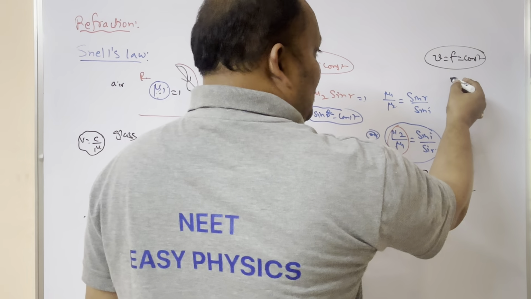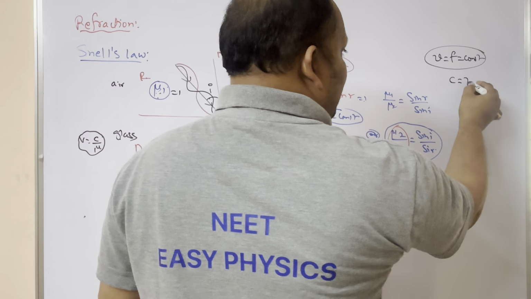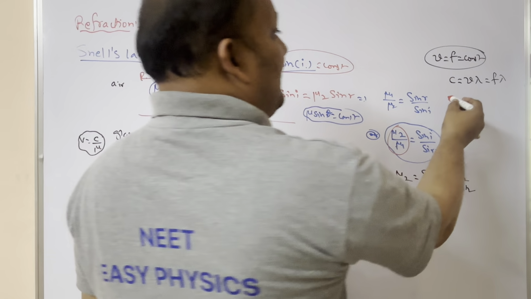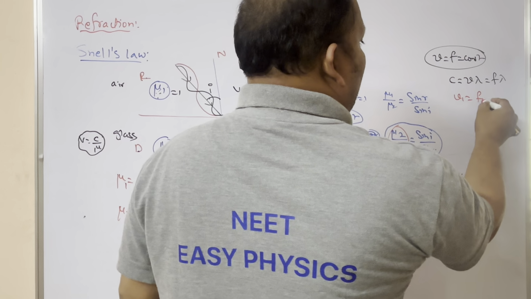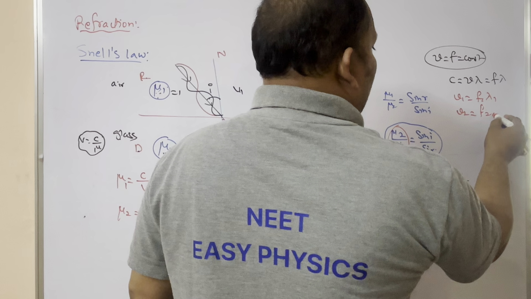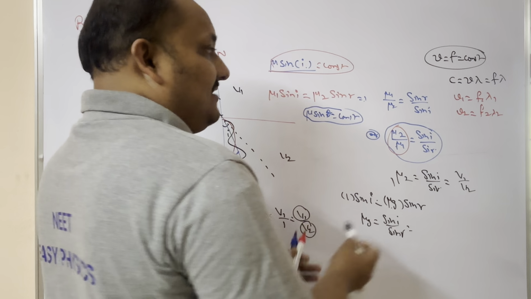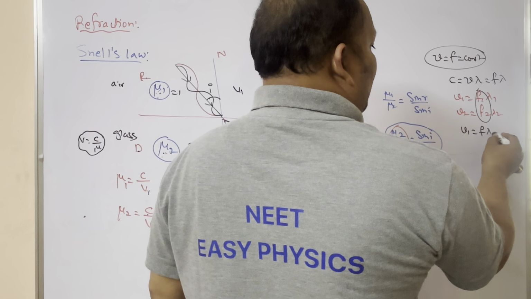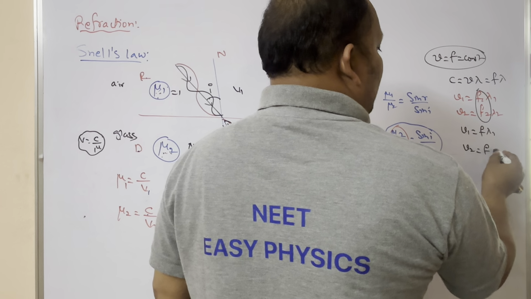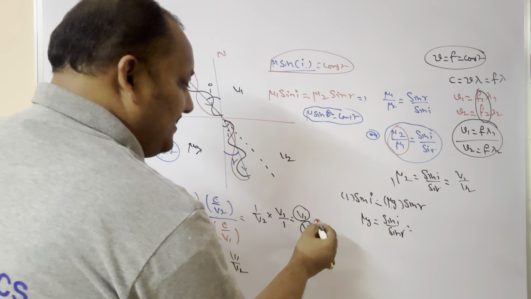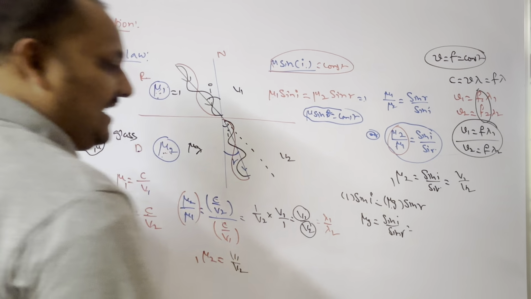What is the relation between all these means? So in air, c is equal to mu lambda or f lambda, they will write. In medium, V1 is equal to f1 lambda 1, V2 is equal to f2 lambda 2. What is constant we said? f1, f2 constant. Therefore, V1 is equal to f lambda 1, V2 is equal to f lambda 2. Now, what is V1 by V2? V1 by V2 is nothing but lambda 1 by lambda 2.